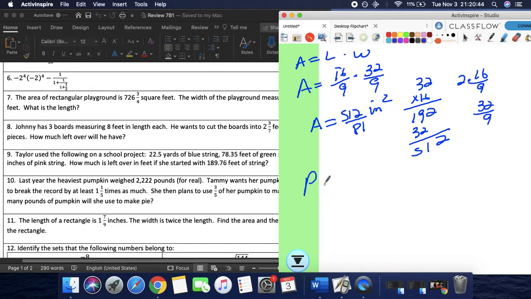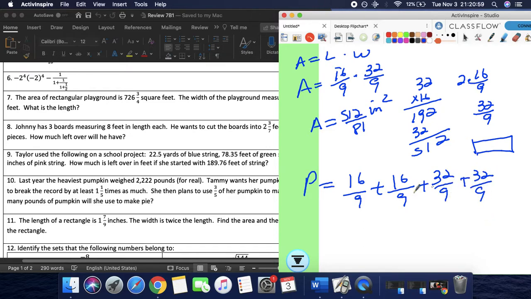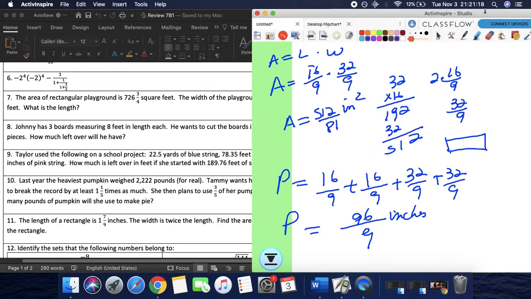The perimeter would be 16 over 9 plus 16 over 9, because it's a rectangle. 2 sides are the same length. And the width is 32 over 9, which means I have another 32 over 9. So it's something over 9. So 16 plus 16 plus 32 plus 32. It's just 32 times 3, which is 96 over 9 inches. And the other one is inches squared because it's area. I'm going to leave it as improper fractions, because I'm too lazy to change it.